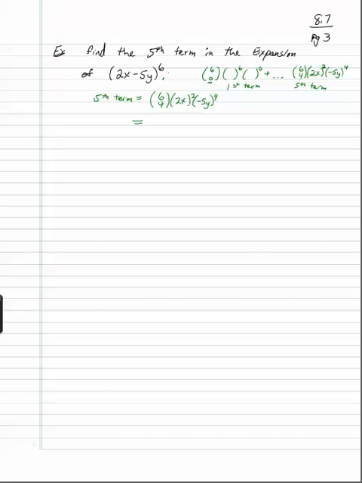So we're going to do 6 choose 4, which is 15. 2x times 2x is 4x squared. Negative 5 to the 4th power is 625 positive. Y to the 4th. So we're going to multiply all that together. 15 times 4 is 60, times 625 is 37,500. X squared y to the 4th. So that's the 5th term.